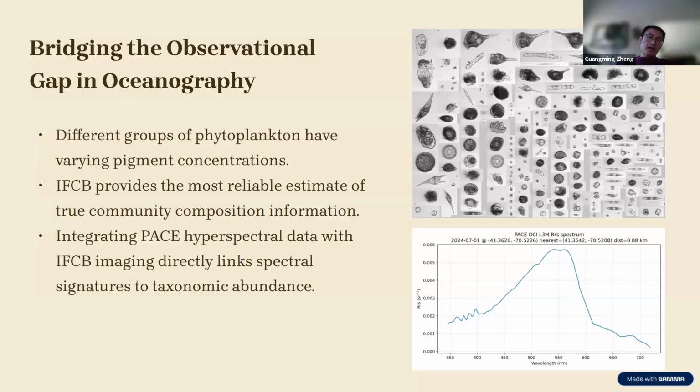And then to do that, we need to have good models to do the prediction, and we need sea-truth data. And in my opinion, there's no better quality data than that provided by the Imaging FlowCytobot, IFCB, because they basically give each cell a photo shot and then categorize and count different cells one by one.